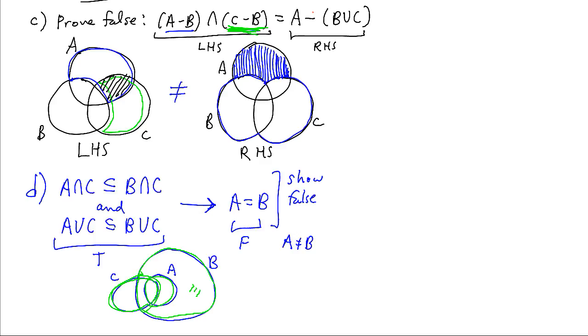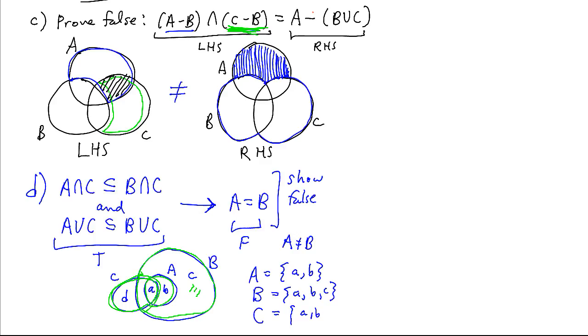Let me use this as a guide to make some sets. In the set A, I'm going to put the elements a and b. I'm going to put an element c out here, and an element d here. So A is the set {a, b}. B is the set containing a, b, and c. And C is the set containing a, b, and d. Now we have A not equal to B as desired.